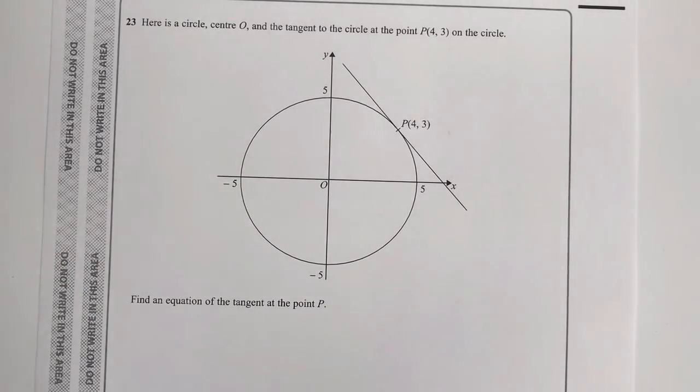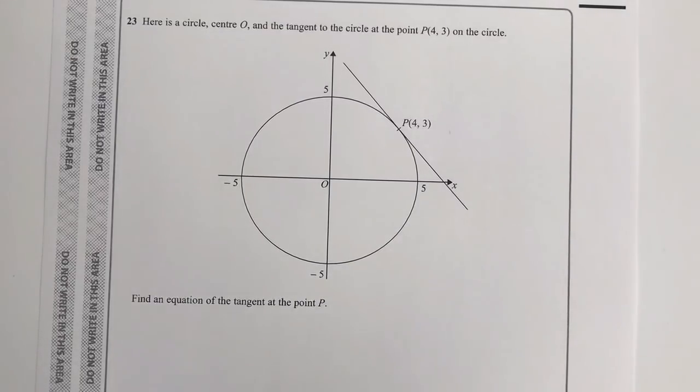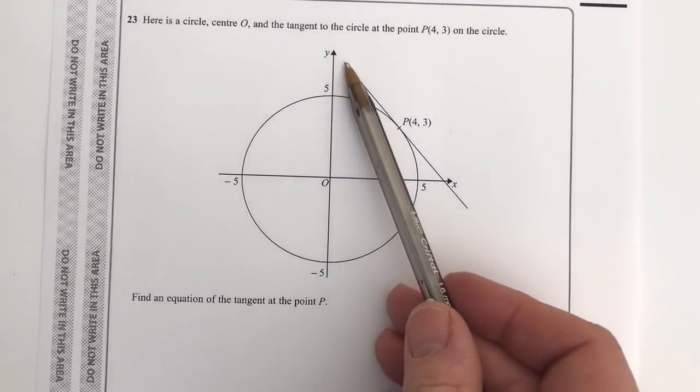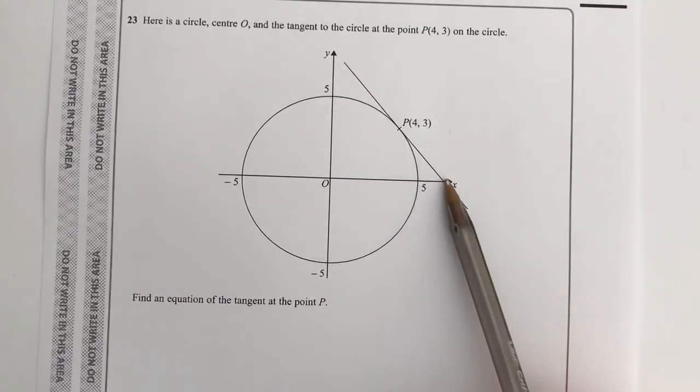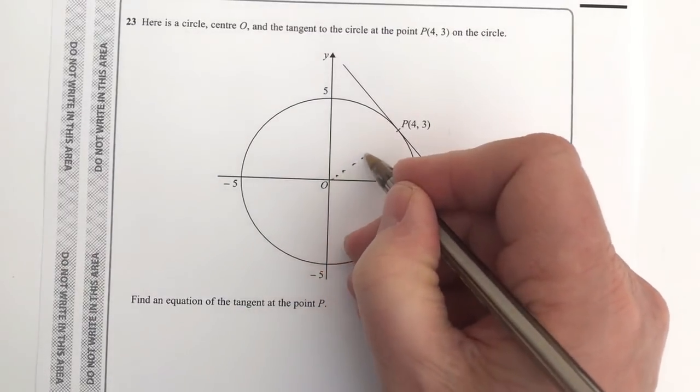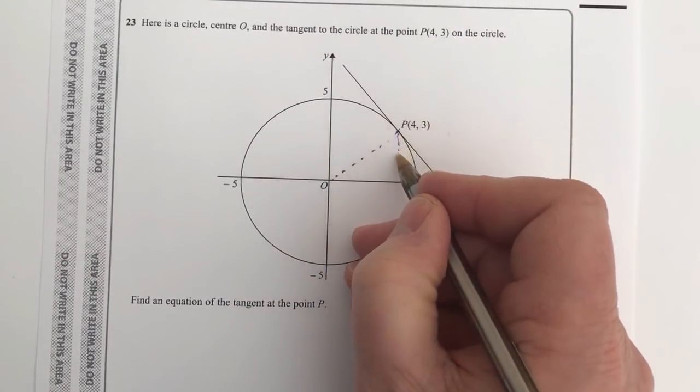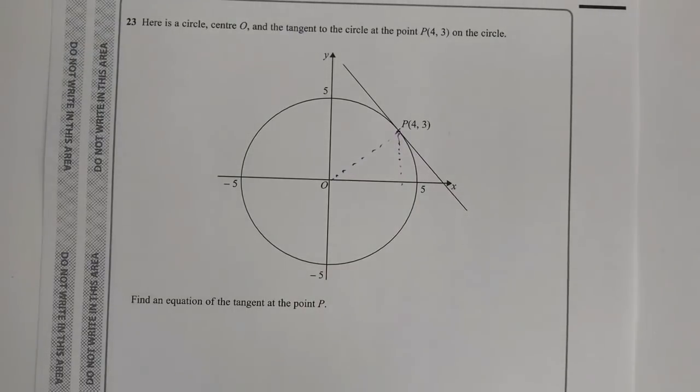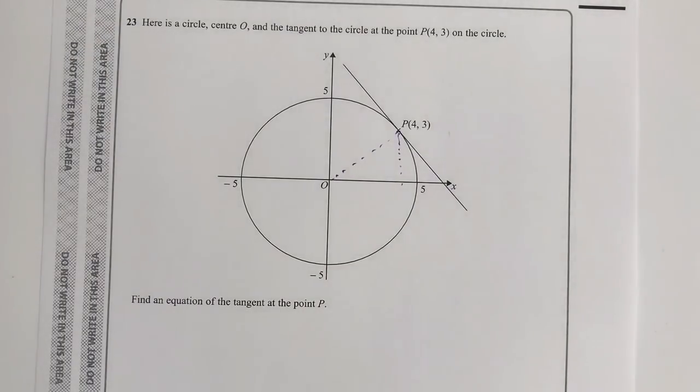Okay, so what we're going to do is find the equation of the tangent at point P. So in other words, what they want us to do is to find the equation of this line along here. Well, in order to do that, the first thing I'm going to do is work out the equation of a line which is perpendicular to it.